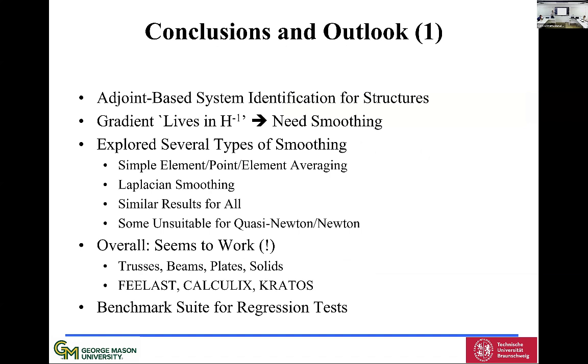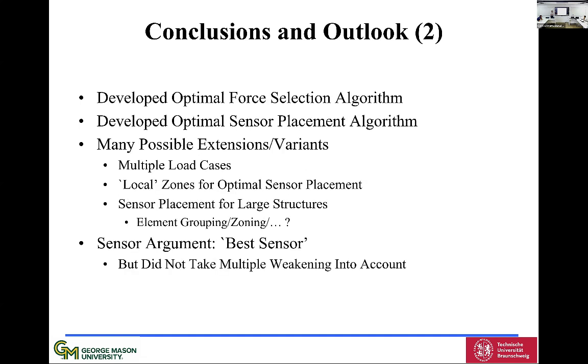Okay. These are some of the things that we tested. Overall, it seems to work. It seems to work with all sorts of elements and also a mix of elements. And we've tried it on 3 different codes. We have by now a benchmark suite for regression tests that we've built. We've developed these 2 optimal port and sensor selection algorithms. And you can think of many variants of this.